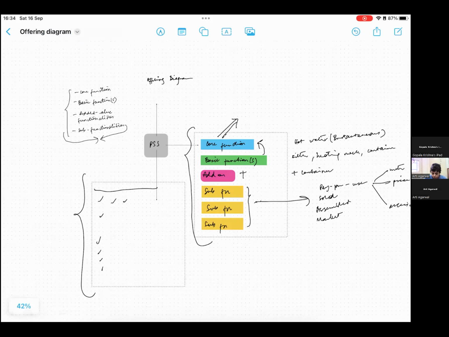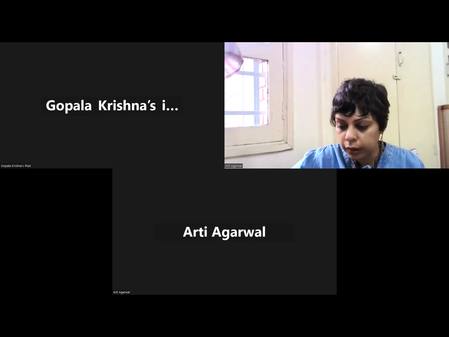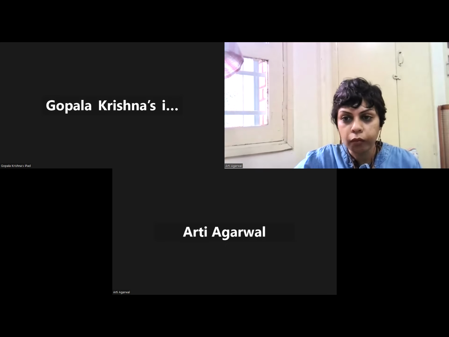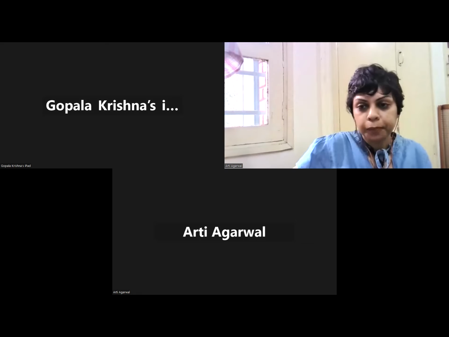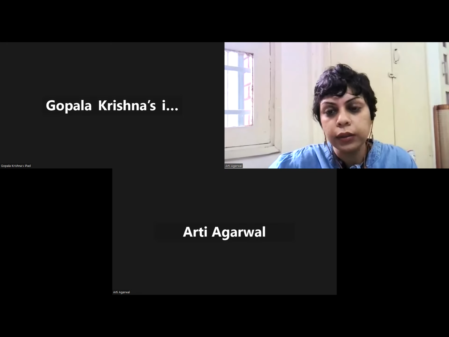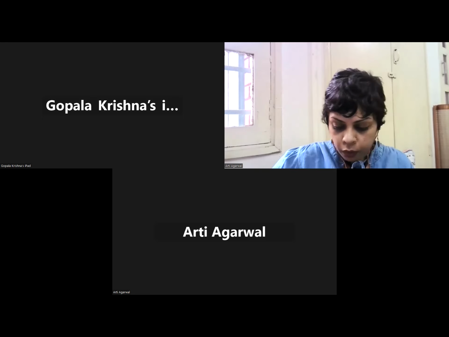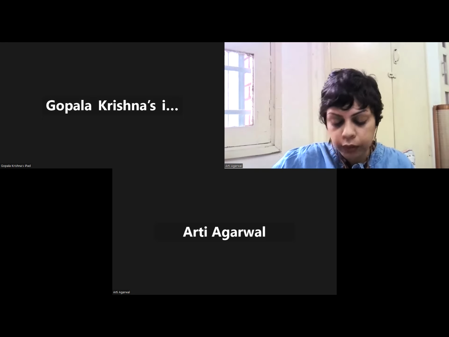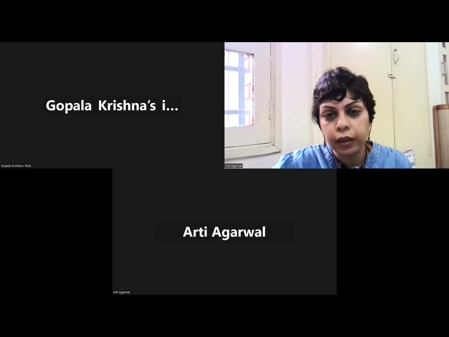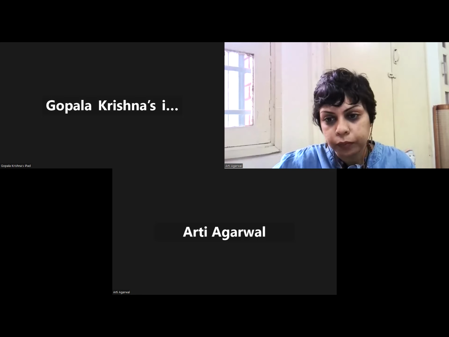Okay, so this is the offering diagram. I will share all this in the shared folder after the class. I will anyway be including these class notes in the diagrams. But just for your understanding, if there is any difference between her explanation and my explanation, I will change that, and of course I'll explain it in the next class also.